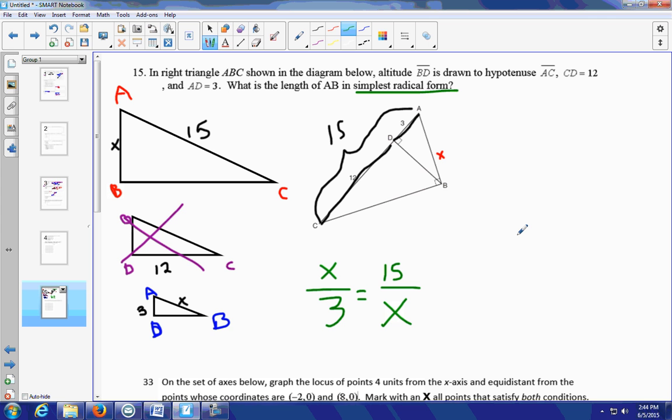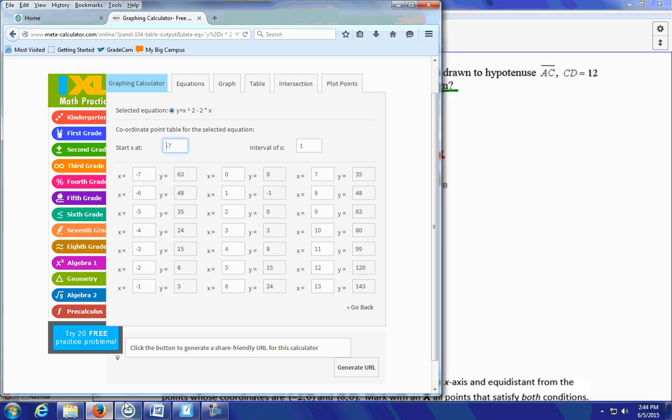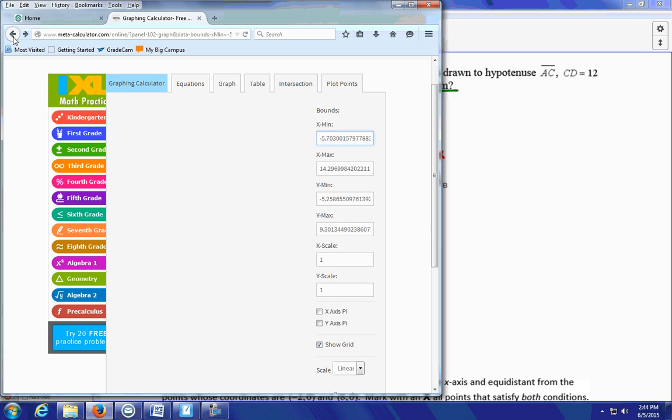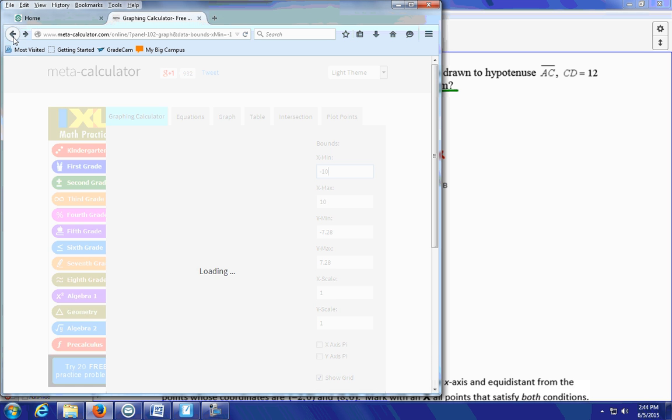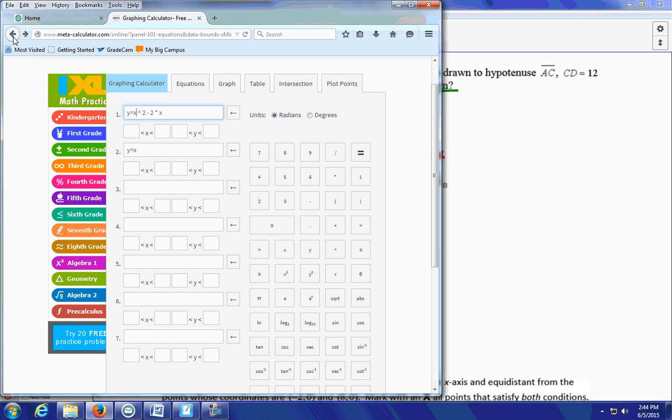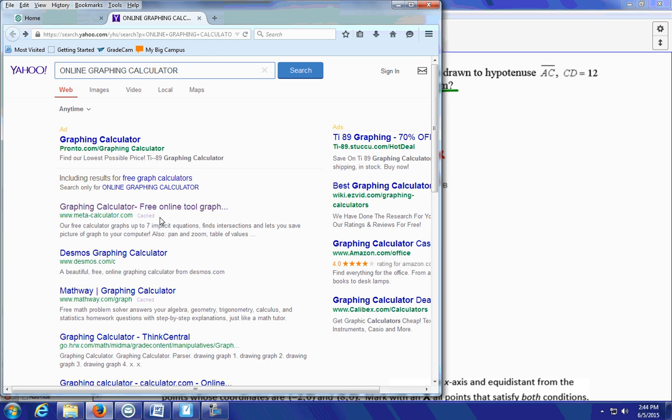Number 14 is another one where if you need a graphing calculator, again, I just Googled graphing calculator. And I got this graphing calculator to come up, the meta calculator. There's other ones too, so if you don't like this one, you certainly can click on one of the other ones that come up when you Google it, and you can find one that'll work so you can graph that.